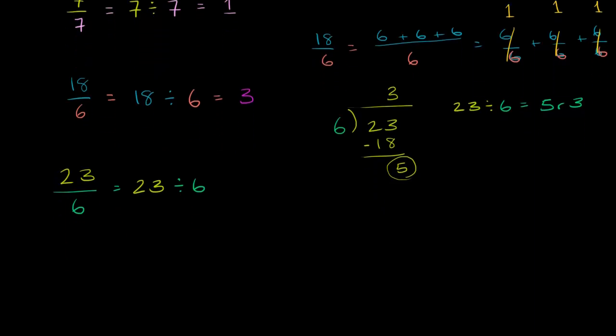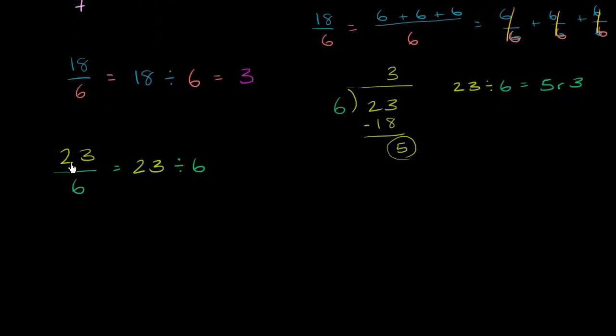So for example, we could start with 23 over 6, and we could decompose the numerator into one part that is evenly divisible by 6, and the remainder. So for example, 23 over 6, we can rewrite as 18 plus 5 over 6. Notice, I decomposed the 23 into one part that is a multiple of 6, the largest multiple that is less than or equal to 23, and then the remainder. When you divide 6 into 23, you get a remainder of 5.